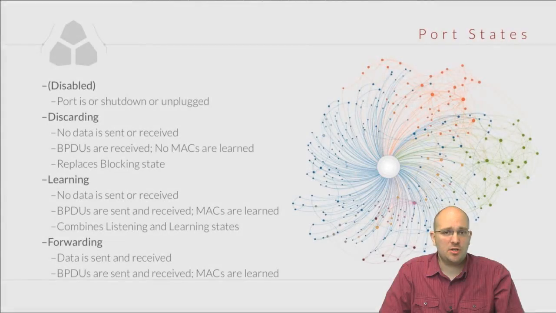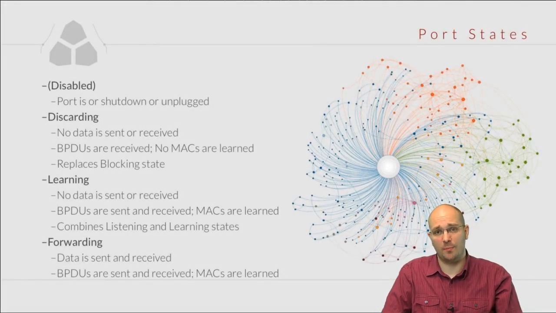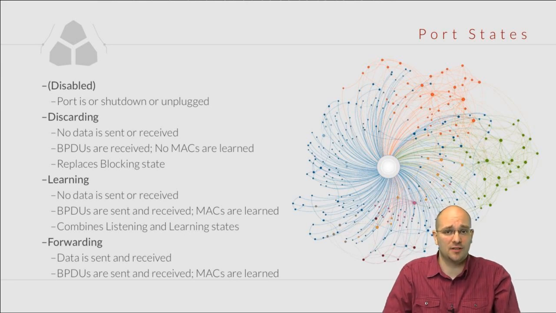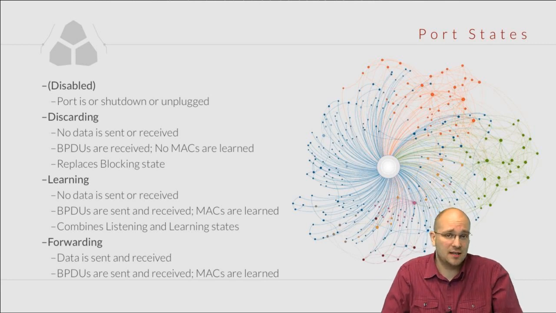I mentioned that the port states in the rapid spanning tree have been somewhat changed, and here they are. First, we have the disabled state. This is not a standardized state, but it's the state when the port is really shut down or turned off. We should give it some name. I personally like to call it the disabled state, but remember, this is not part of the spanning tree definition. This is why I put it in parentheses.